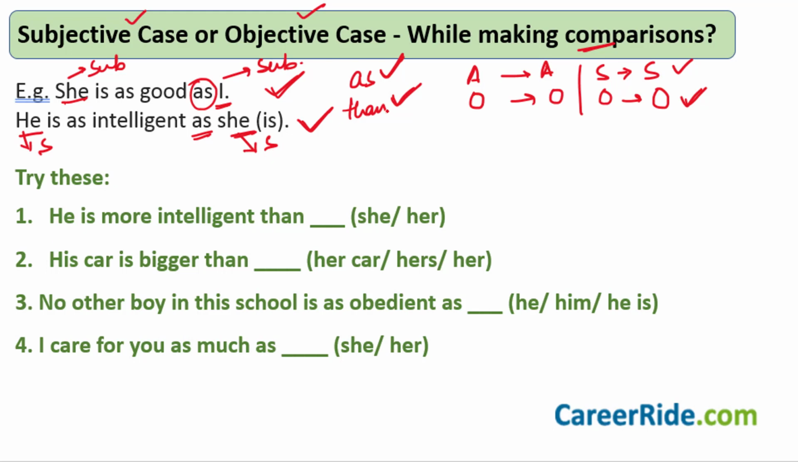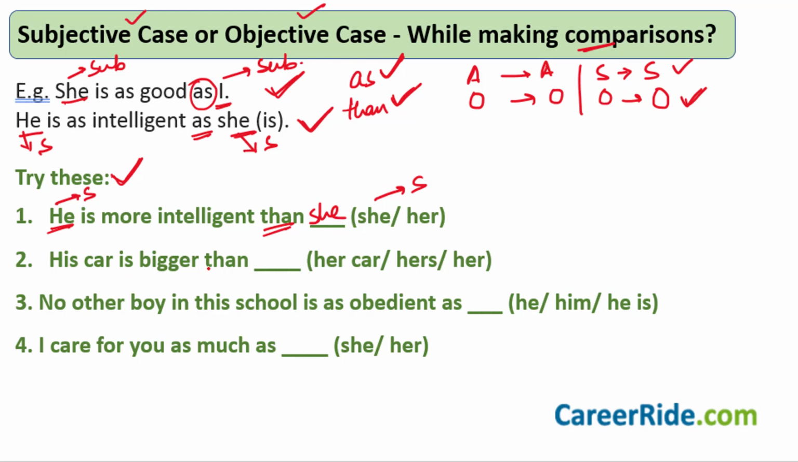Now, based on this understanding, let's try to solve these sentences. He's more intelligent than dash, which means I'm having a comparison here. "Than" is used for comparison here. And which are the two things I'm comparing? He. I'm comparing he, and the blank has to be filled with she or her. He is subjective case. So we need a subjective case, which is she. So he is more intelligent than she.